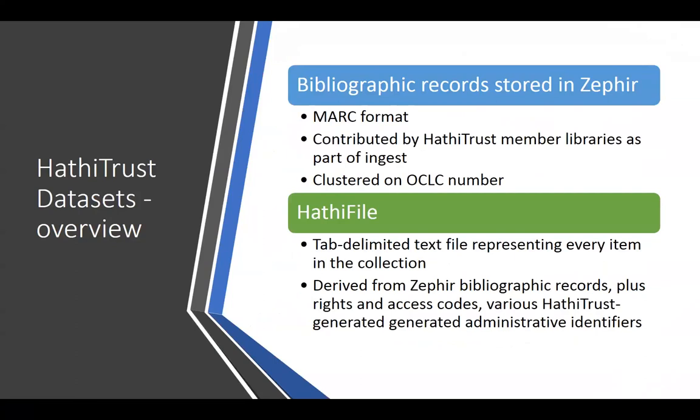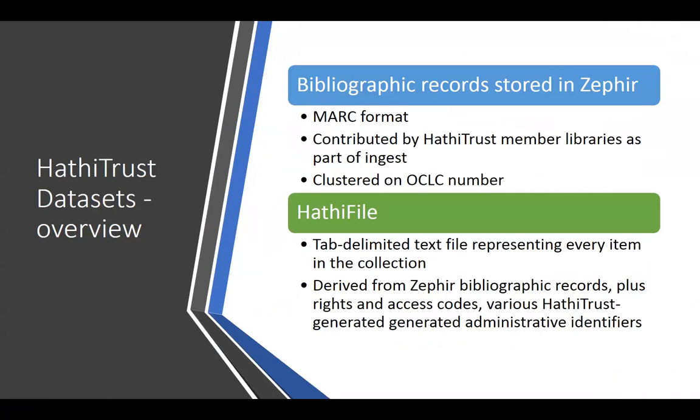They also have what they refer to as a Hathifile, and the Hathifile is a tab-limited text file that represents every single item in the collection. This is derived from Zephyr, but it's actually released online. I think they do daily updates? So they do a daily or weekly update which lists all of the new records that have been uploaded to HathiTrust since the last update.